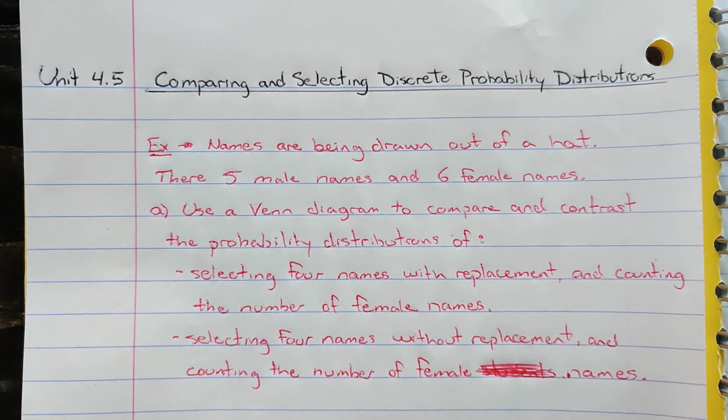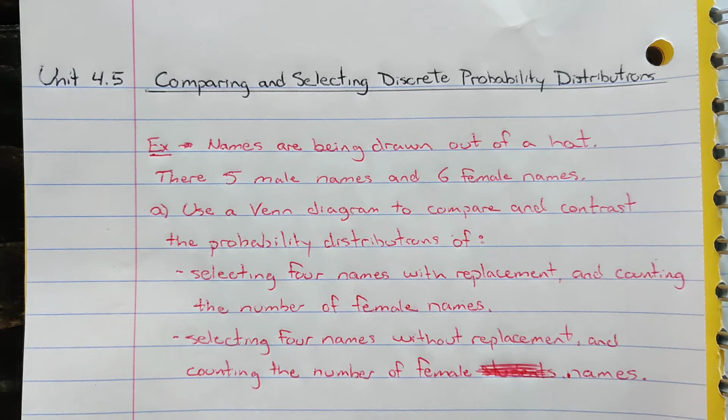In the case we have here, we're drawing some names out of a hat. There are 5 male names and 6 female names. We're going to use a Venn diagram to compare and contrast the probability distributions of selecting 4 names with replacement and counting the number of female names. So we draw 4 names out of the hat and count how many of them are female. We draw a name, check if it's female, put it back in the hat, and draw again. We do that 4 times.